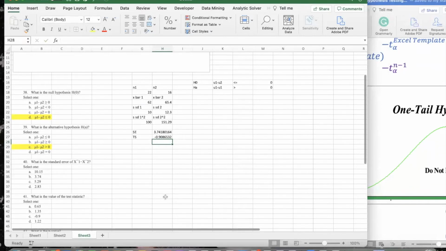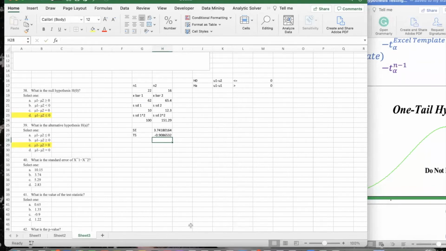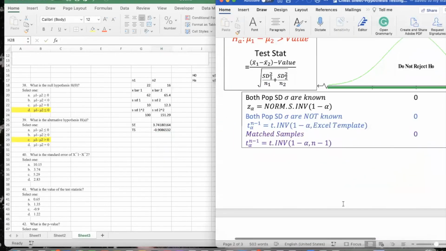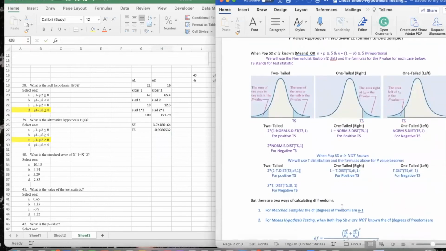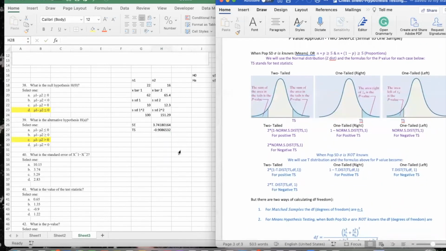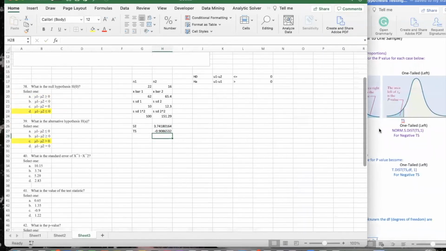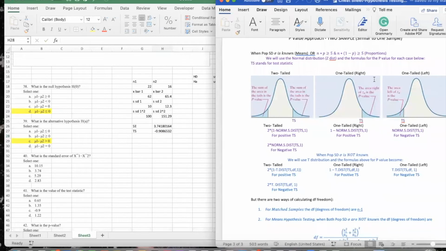All right. So the next thing we need to do is to get our p-value. So let's go to the p-value approach on our formula sheet. So we have a right tail test, right? Our alternative is greater than. So right here, we can see we have a right tail test. Our alternative is greater than. So this is what we're looking at.